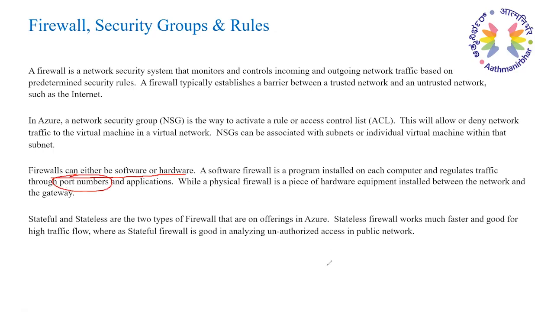A software firewall is a program installed on each and every computer and regulates the traffic through a particular port number and applications, while a physical firewall is a piece of hardware equipment installed between the network and the gateway. So what is a network security group? In Azure, a network security group is the way to activate a particular rule in the access control list. It will allow or deny network traffic to the virtual machine in a virtual network.